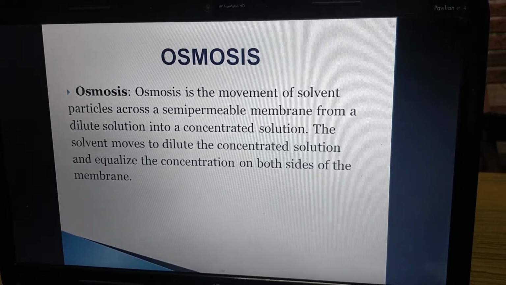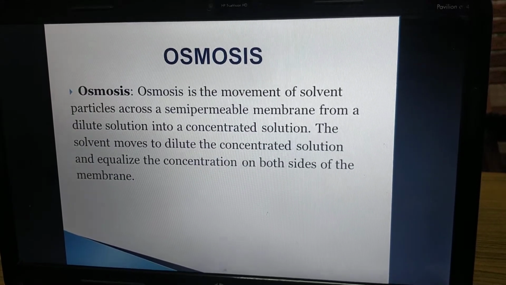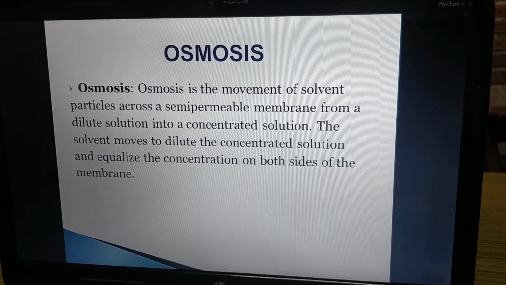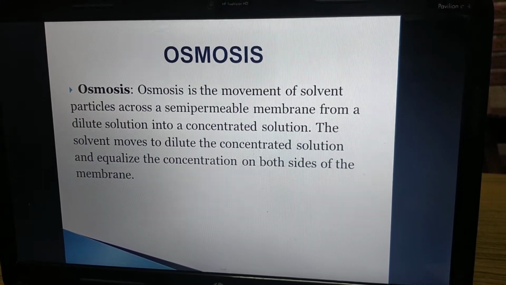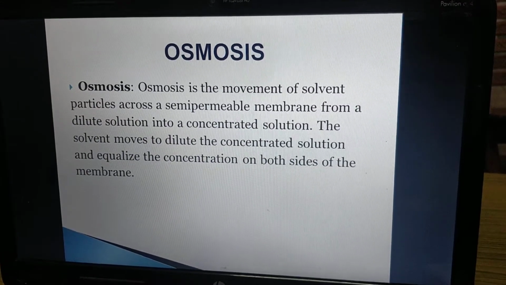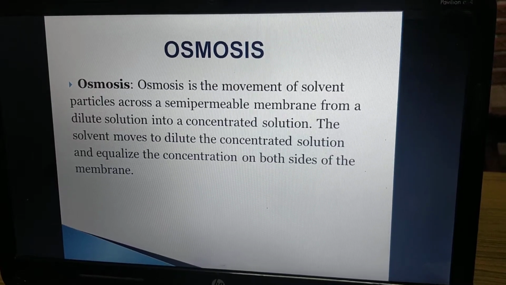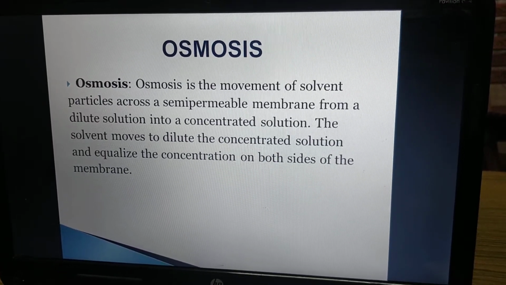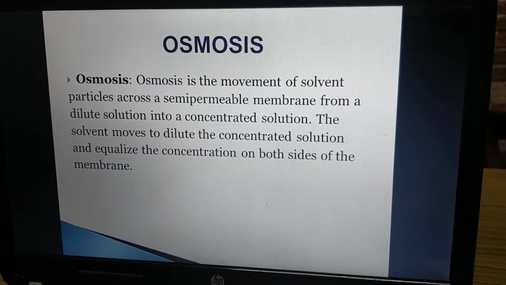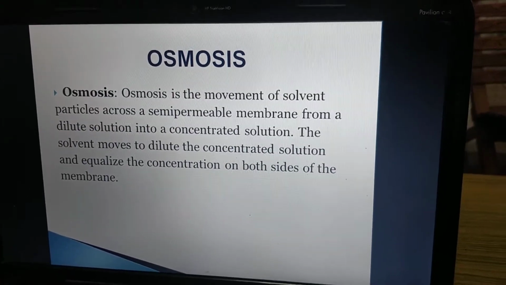The basic difference between diffusion and osmosis is that in osmosis there is movement through a semi-permeable membrane. In diffusion, there may not be any membrane. You can say osmosis is also a diffusion, but every diffusion is not an osmosis. When in the diffusion, between the two parts, there is a semi-permeable membrane, then it is osmosis.